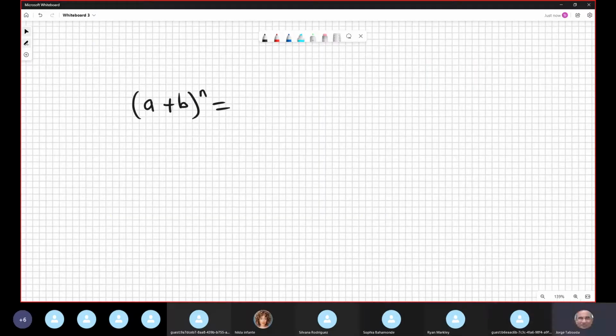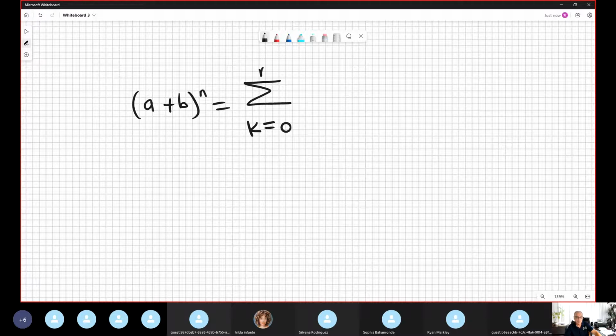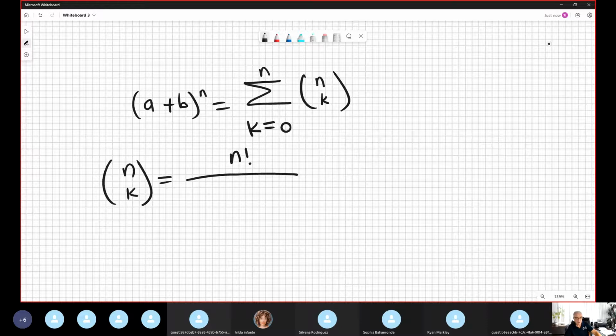is equal summation from k equals 0 to n of the combinatory number n, k. It's important to understand that we start at k equals 0. This is the symbolic way to write the combinatory number. The formula is n factorial divided by k factorial times n minus k factorial.